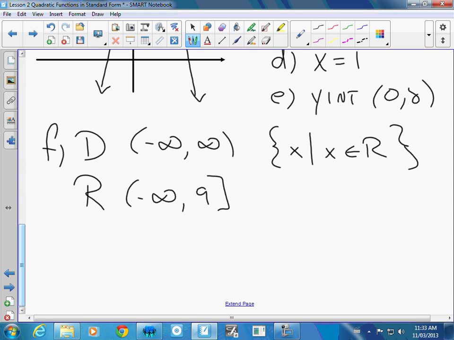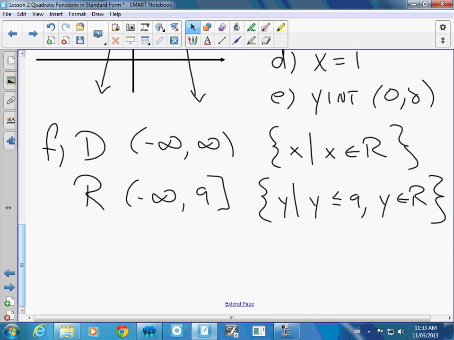Or instead of a square bracket, they'll put a round bracket. Why do we put a square bracket? Because it includes that point. Okay, what would it be is the fancy way? Y is less than or equal to 9, and y is an element of R. Right? It means it's all a real number, which means all the decimals and fractions and all that stuff in between.